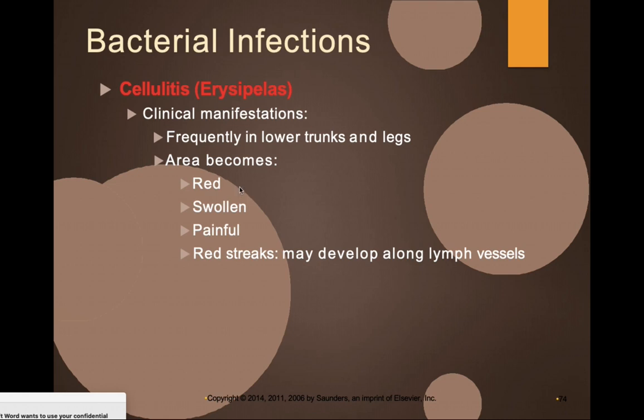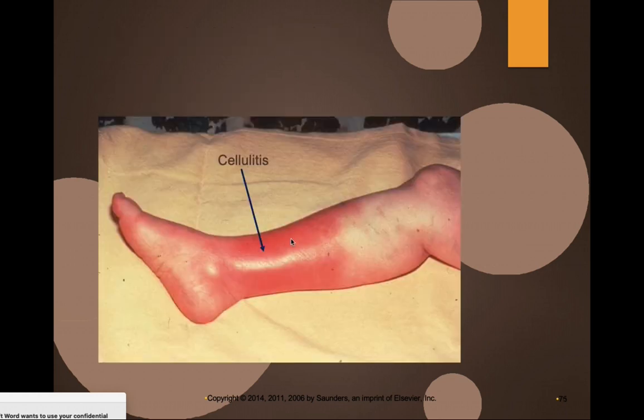The area becomes very, very red, very swollen, very painful, and then you can also see red streaks that may develop along the area of the lymph vessels. This is cellulitis. If you put the back of your hand to this leg, it would feel well over 100 degrees. Burning hot. That's cellulitis.